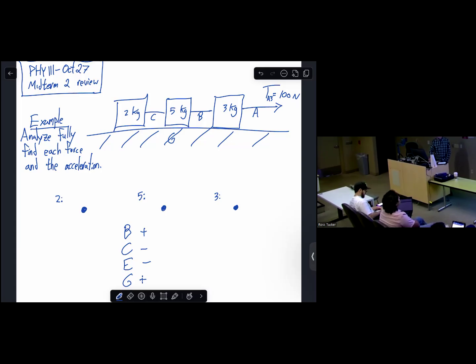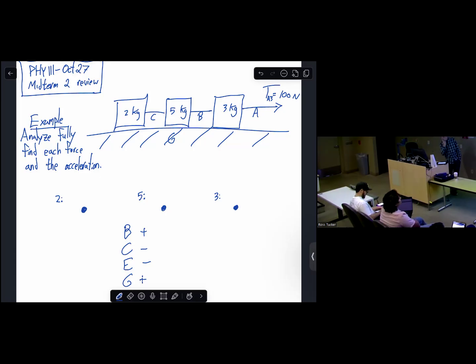The other follow-up to that is box A is getting pulled with a tension of A on 3, and I did indicate that that rope is pulling to the right. But that is applicable if I talk about the 3 kilogram box's forces.